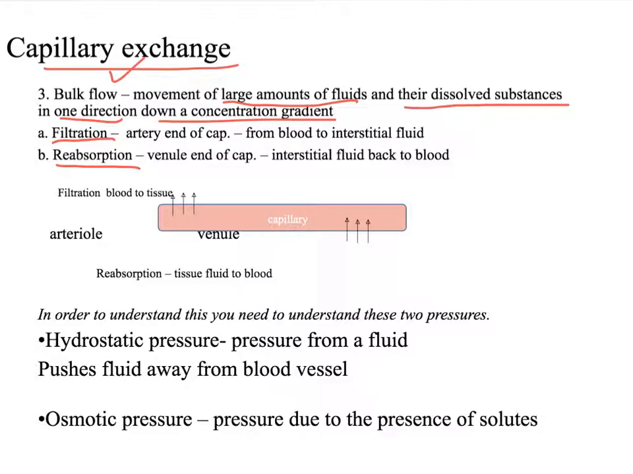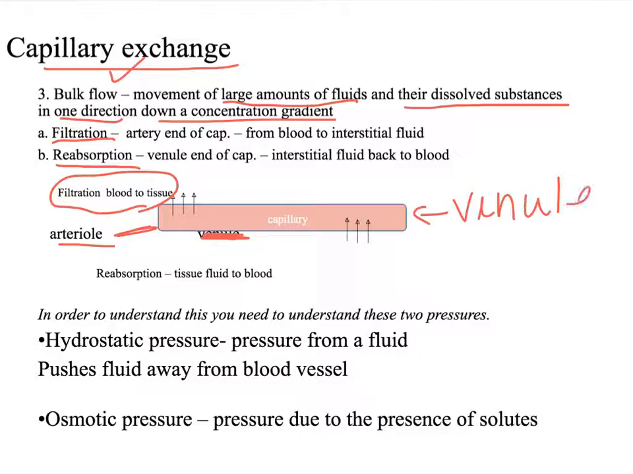The first one is filtration. Filtration occurs at the artery end. Everything got moved around when I imported it, but this is the artery end of the capillary that I drew, and down here is the venule end. Filtration is going on at the artery end, so things are moving from the capillary out into the interstitial fluid. So it's going that way.